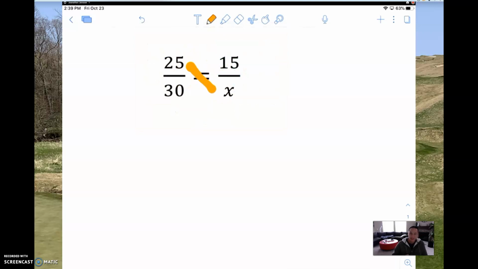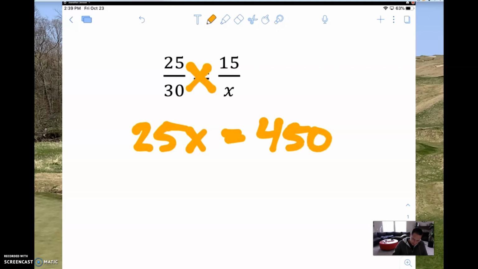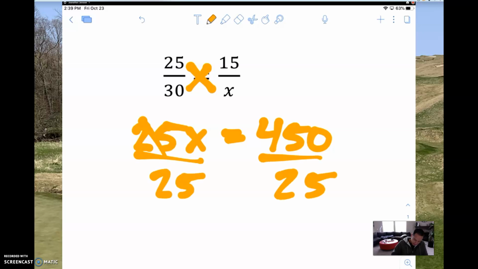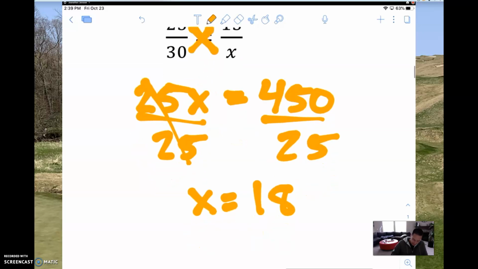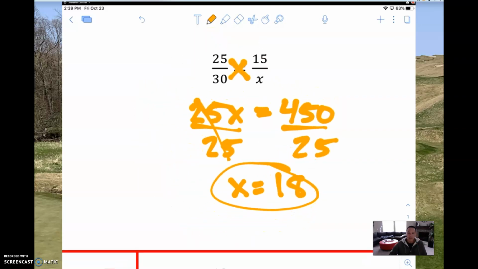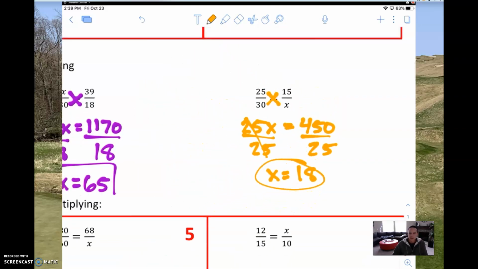Again, we go diagonally across that equal sign. So 25 times x is just 25x. Make sure you put your equal sign. And 30 times 15 should be 450. And if I take both sides, divide them by 25, we should get, I think, 18. Just trust me on that. X equals 18. So cross multiplying will work every single time you have a proportion.